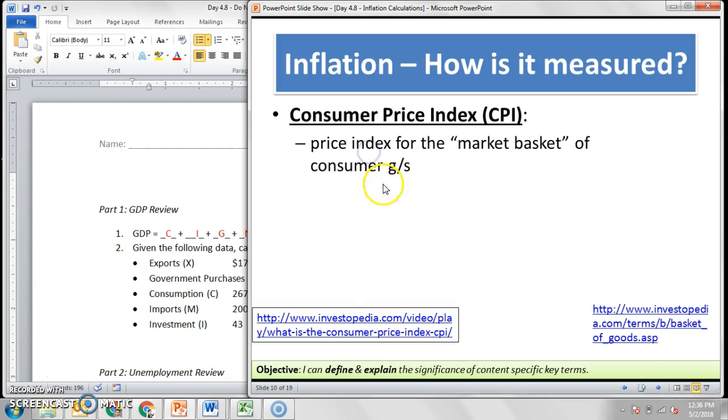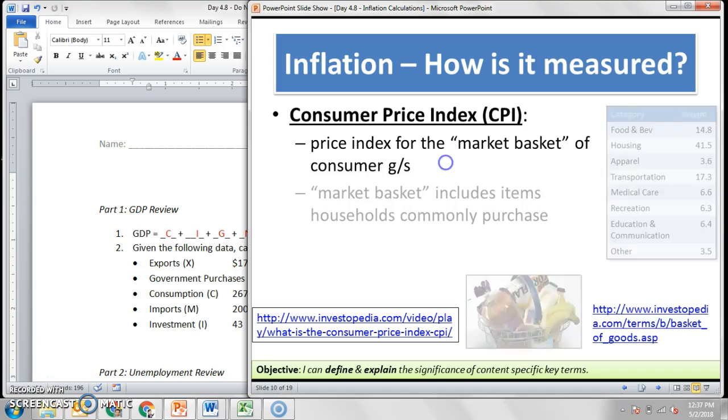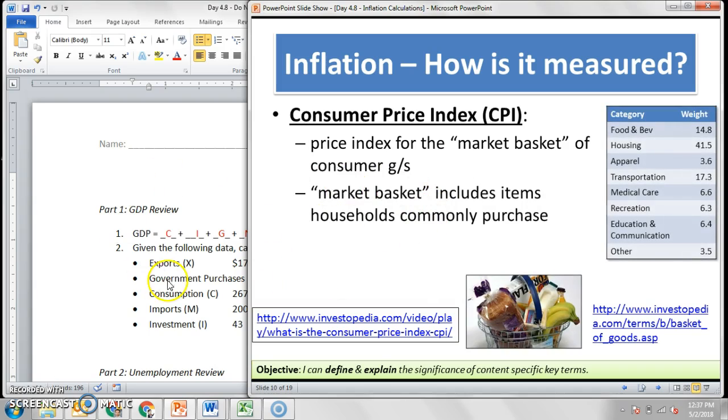The consumer price index is basically the price index for a market basket of consumer goods and services. So think about, what do people buy? What do you buy? It's probably going to be included in that market basket. People buy food and beverages, housing, which could be rent or mortgage, clothing, transportation, medical care, when you go to the doctor, recreation, maybe going to the movies, education, communication, other.